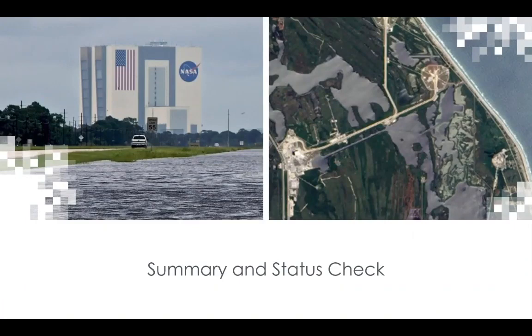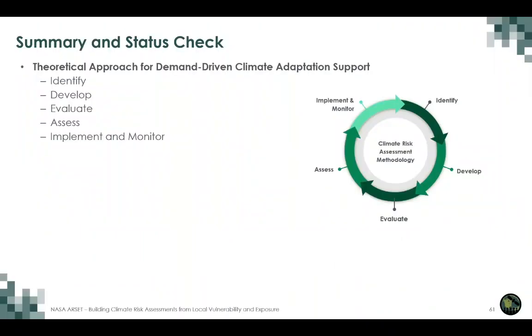So I think with that, we are at the end of our first part. Just as a summary and a status check as to where we are. As part of part one, we have introduced this theoretical approach for demand-driven climate adaptation support, rooted in 5 phases of climate risk assessment. These were the identify, develop, evaluate, assess, and then the implement and monitor phase.